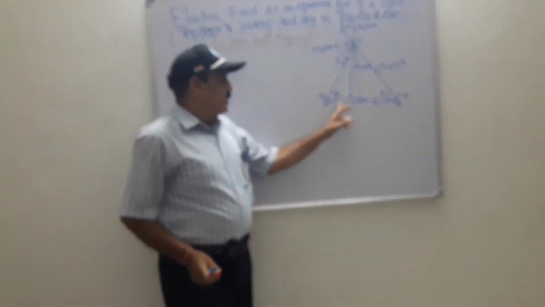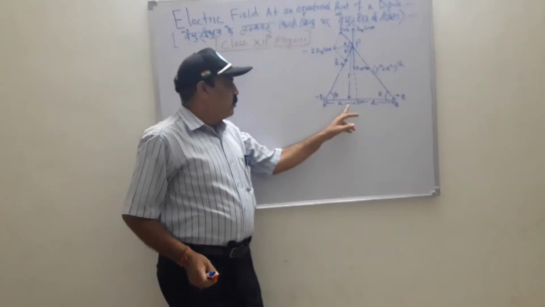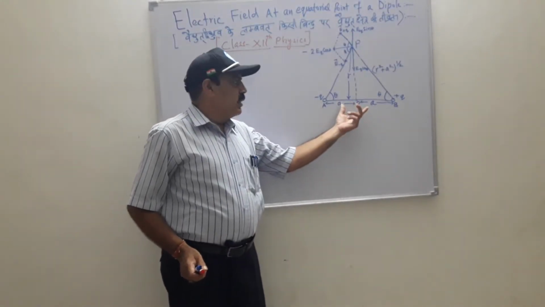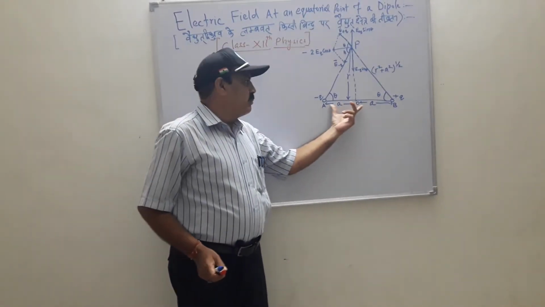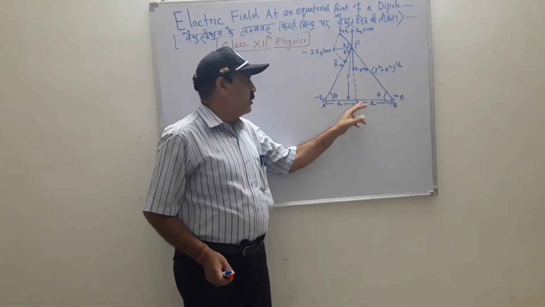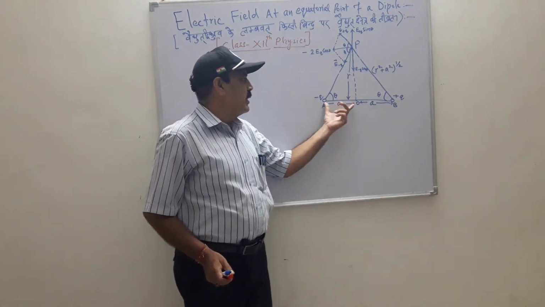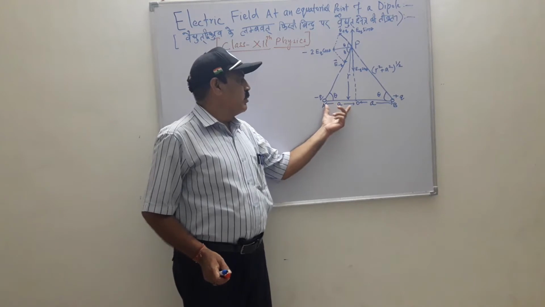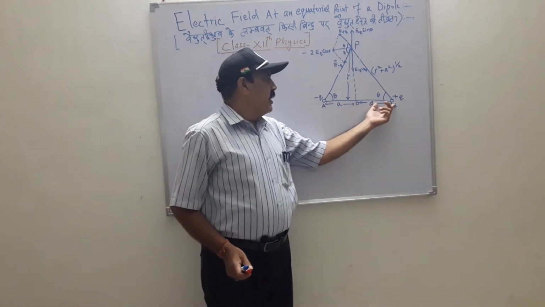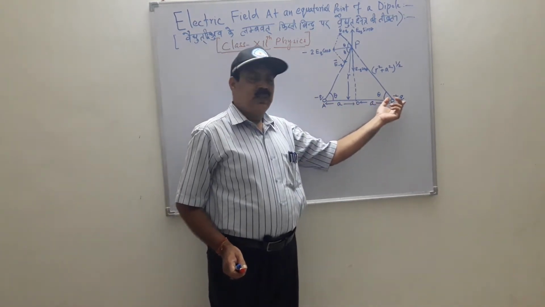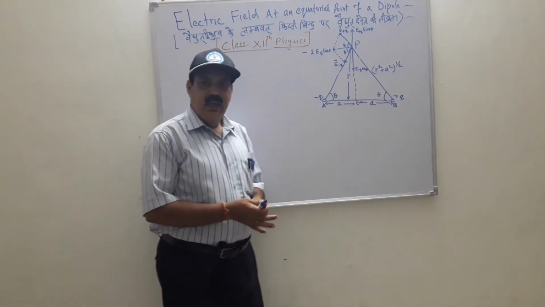and a point O is at the midpoint of the electric dipole. This is O. The distance of O from A, the charge minus Q, is a, and from point B, the positive charge Q, is a.